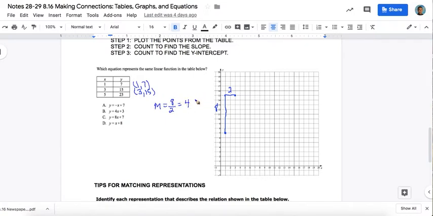And what I can do, so I have a slope of 4, okay, so it's looking like only choice B has a slope of 4. But let me show you something because it won't always be that easy. Sometimes there will be more than one equation with a slope of 4.